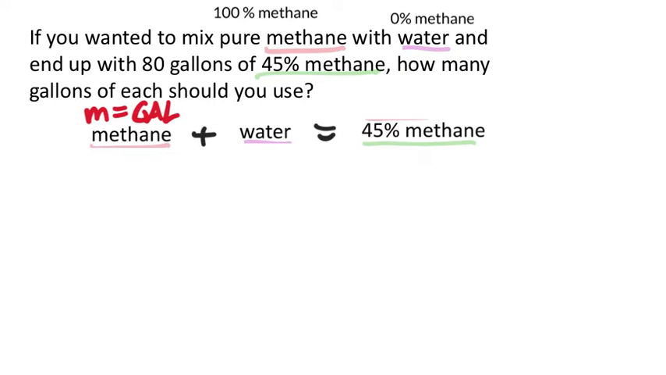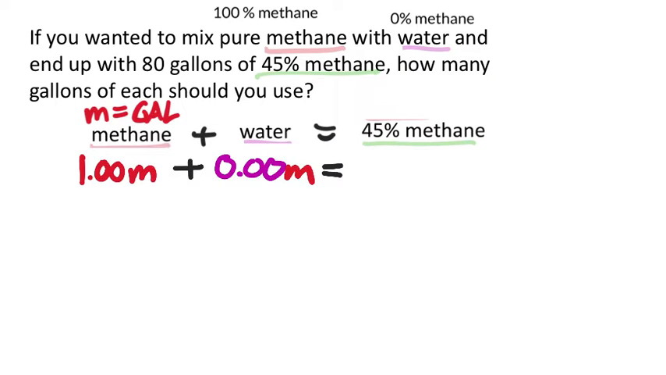Now I want to do the equation this way because it makes me feel better. Does that mean you have to do it this way? No. Okay, so here's my equation. Just for the methane, it's 100%, so I'm going to show that as 1.00 times the amount of pure methane that we're putting into this mix. Okay, the water, on the other hand, is 0% methane, and since I'm comparing it with methane, I need to multiply it by M. Now, that may seem weird, but it's going to do something magical for us. And by magical, I mean math nerdy.